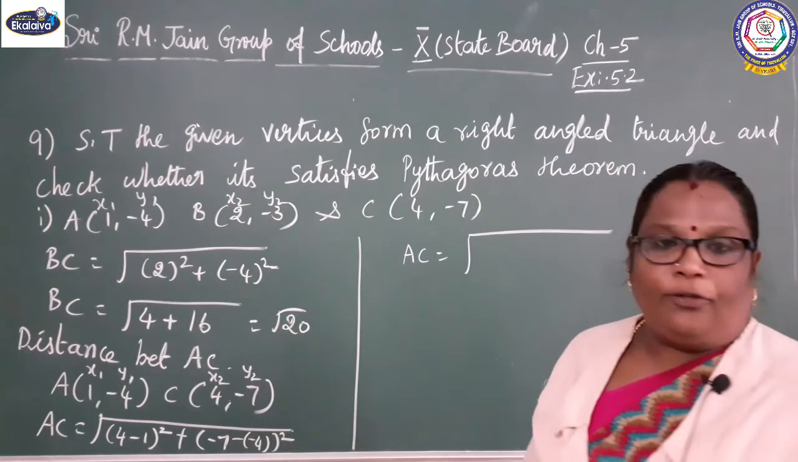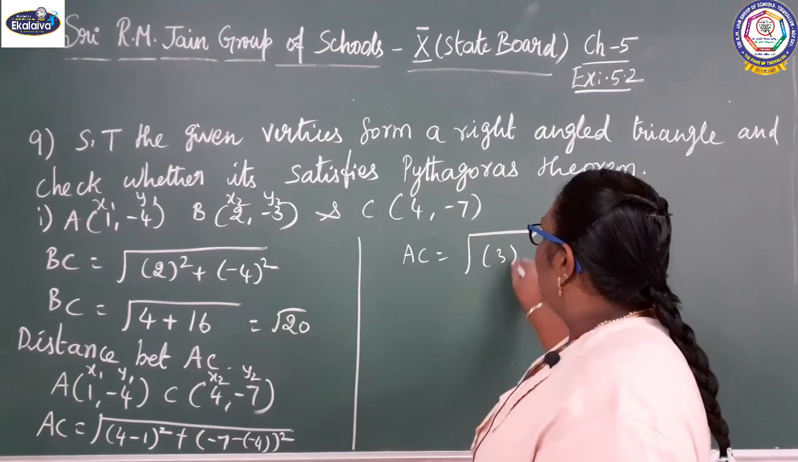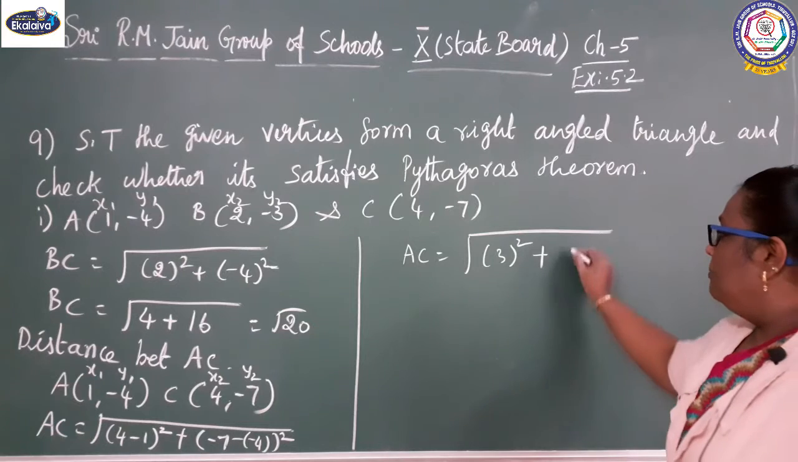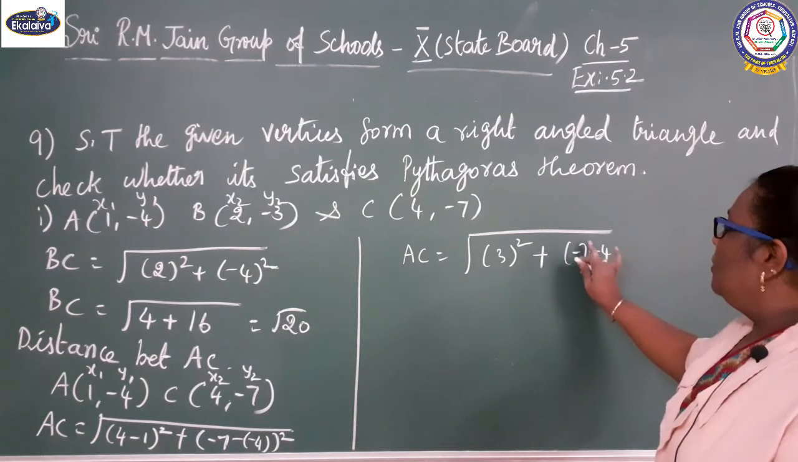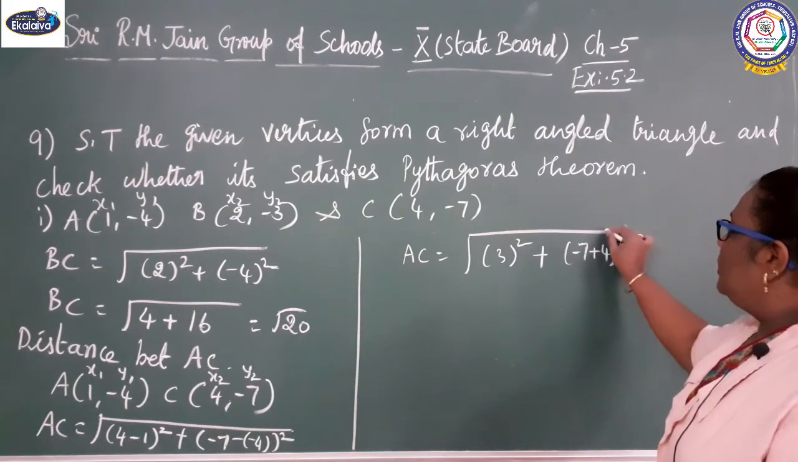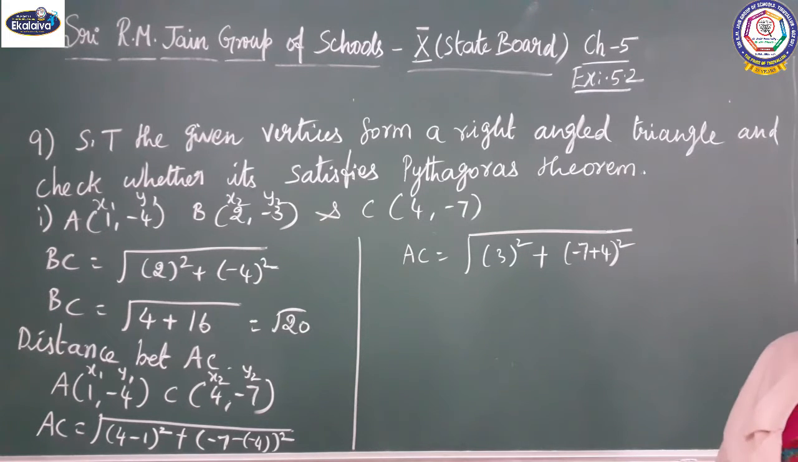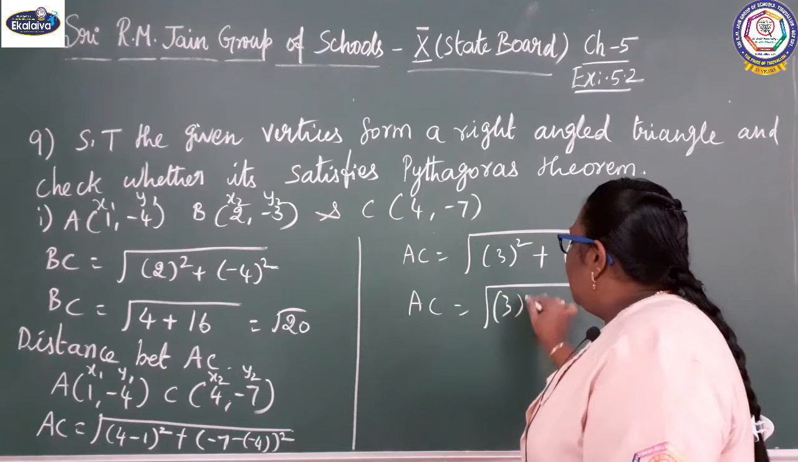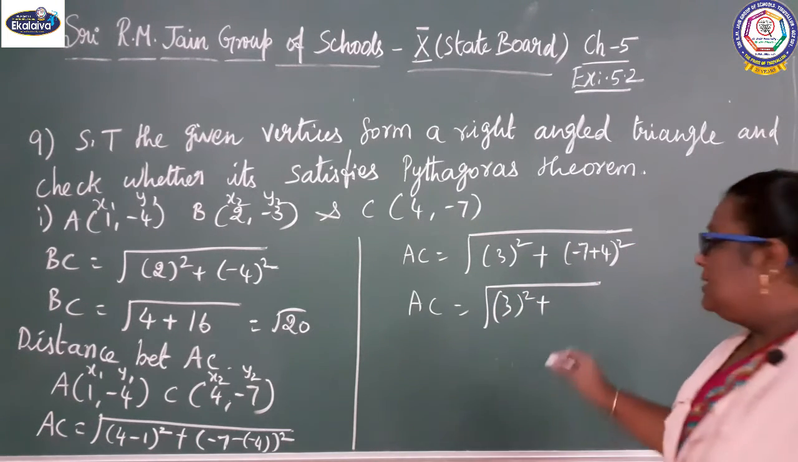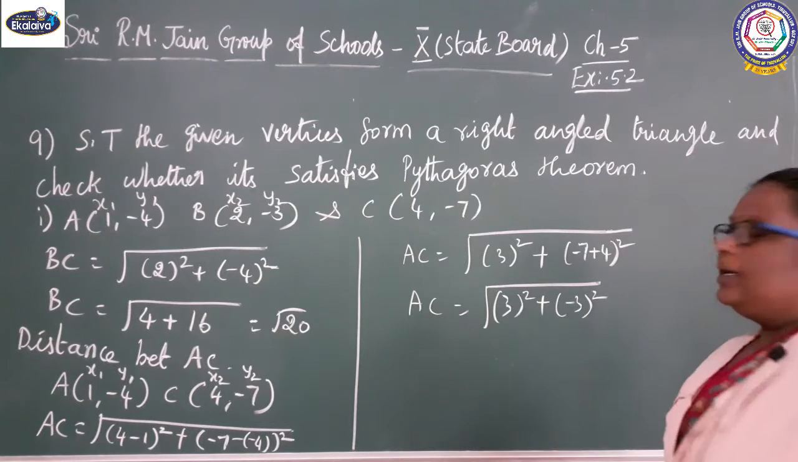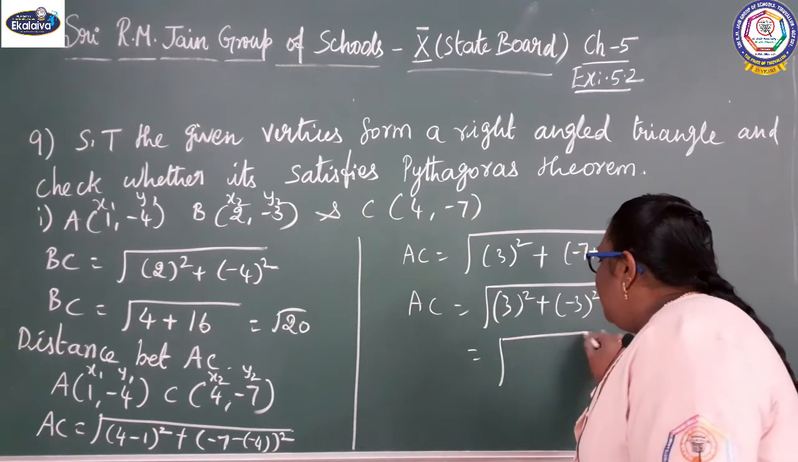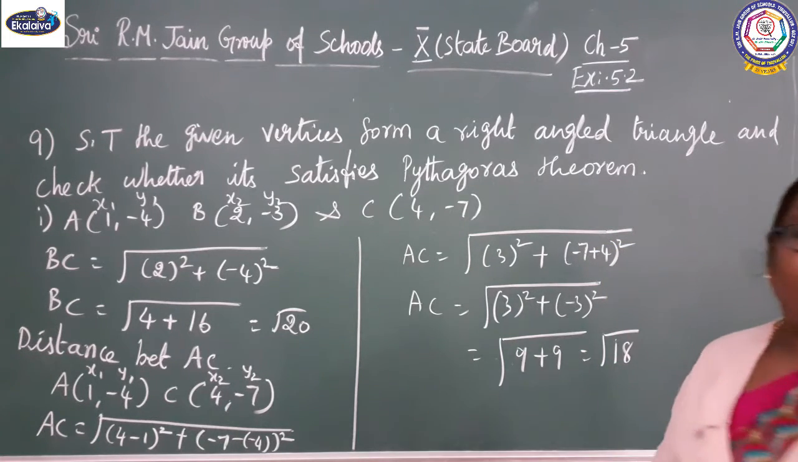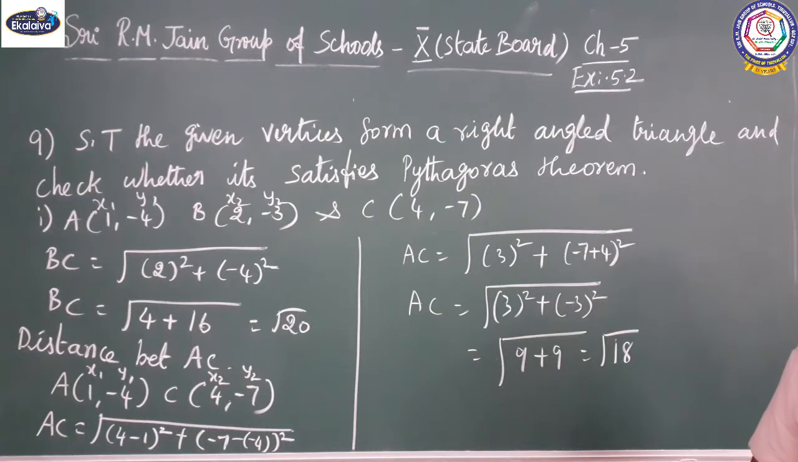AC equals root of 4 minus 1, which is 3 square, plus minus 7 plus 4, the whole square. AC equals root of 3 square plus minus 3 the whole square. It gives root of 9 plus 9 equals root 18.